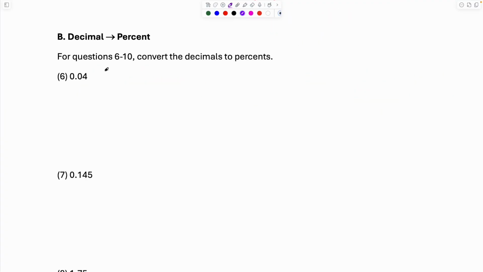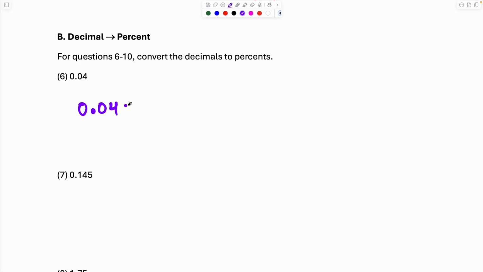For part B, we're going to convert from decimal to percent. And we're going to be doing this for questions 6 through 10. We're going to convert the decimals to percents. So for question 6, we have 0.04, and we want to convert this decimal to a percent. So if we just follow the notes, they tell us to just multiply the number by 100 and then throw the percent in front.